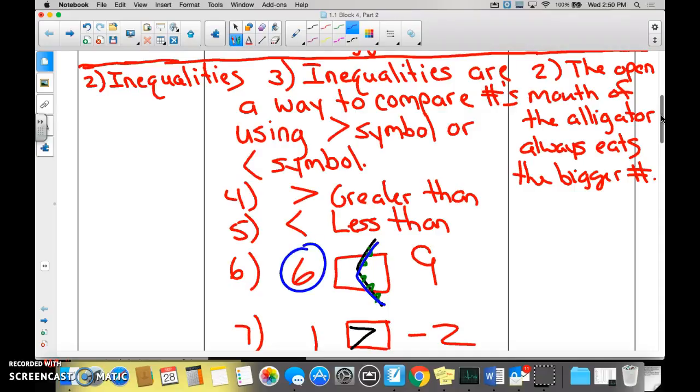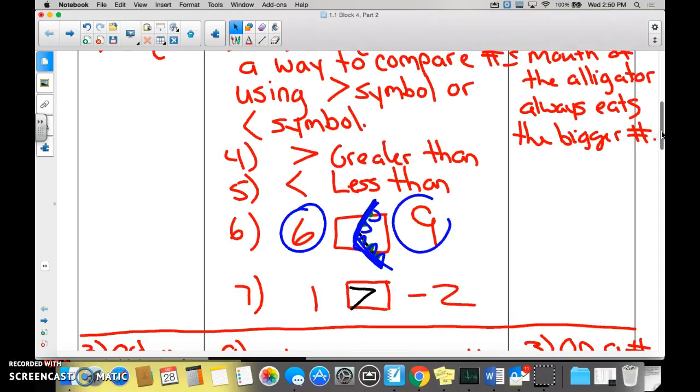So I have the number 6 and I have the number 9. The alligator mouth is open. We even drew teeth with the last set of note takers there. It's always going to eat the bigger number. It's selfish. It wants to eat as much as it can. So if I move down to number 7 here, what is bigger, 1 or -2, class? 1. So the alligator is going to want to eat 1. Therefore, its mouth is aimed towards the bigger number. Yes or no? Yes. Okay.